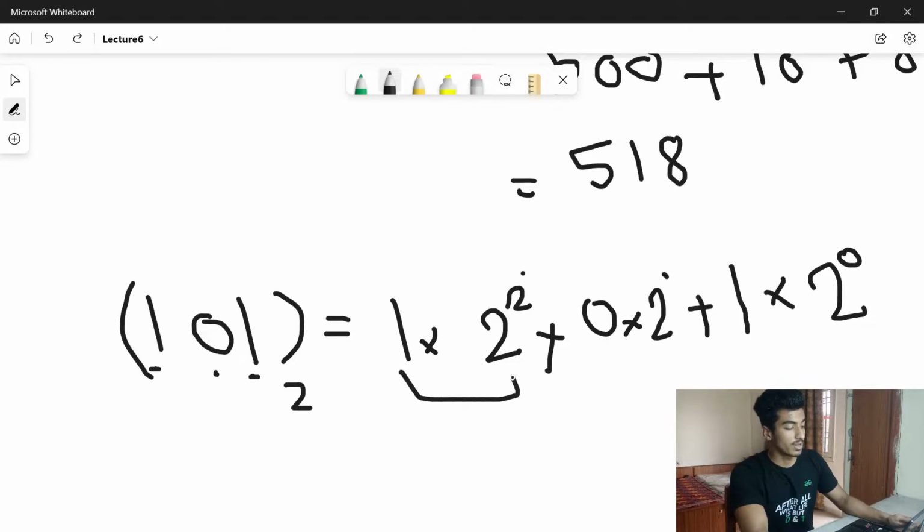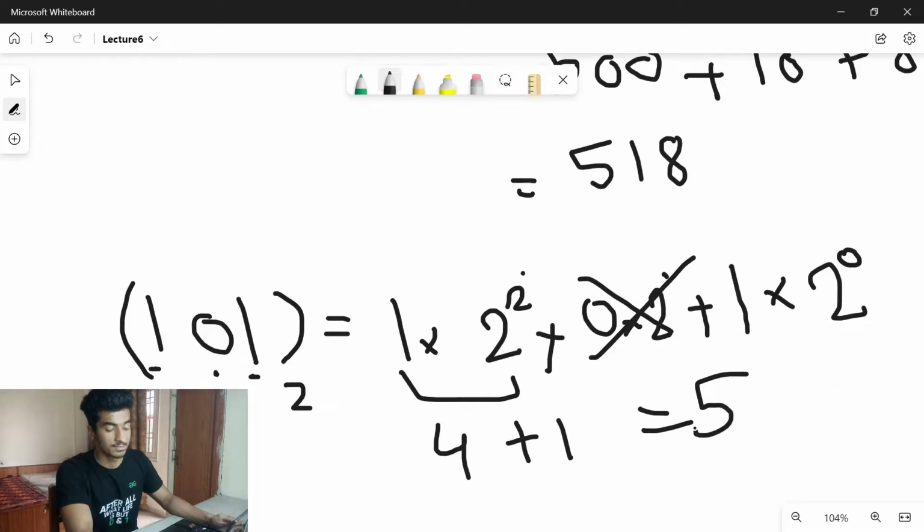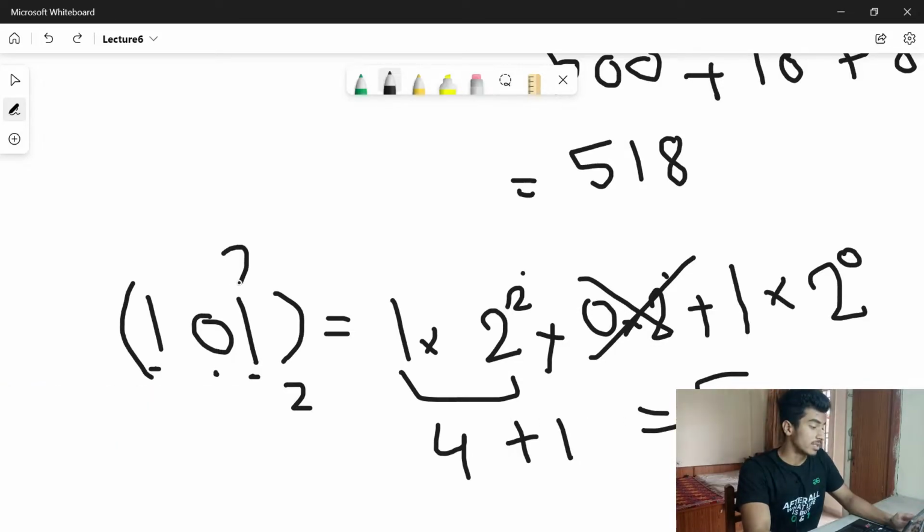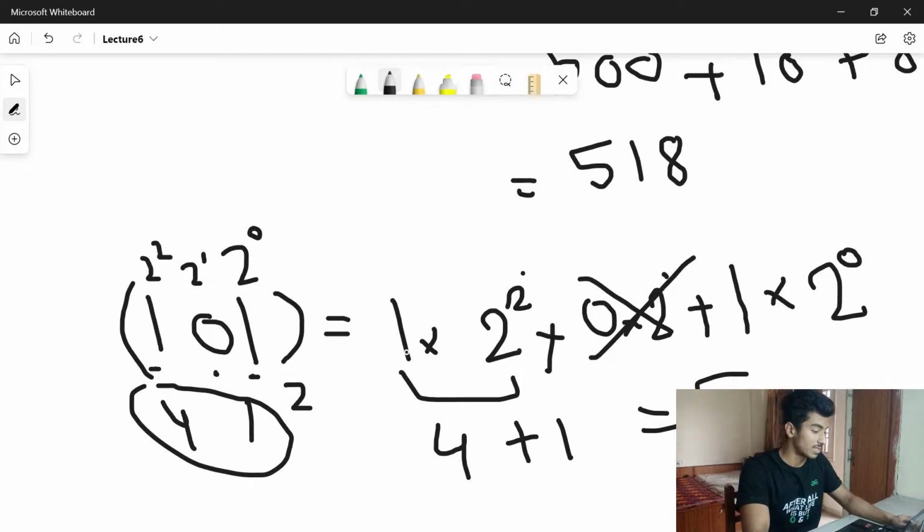So this is 1 into 2 to the power 2, that is 4, and after that this is 0, so we will not count it, and 1 into 2 to the power 0, that is 1. So 1 plus 4 is 5. That is easy. You can cross check: this is 2 to the power 0, 2 to the power 1, 2 to the power 2. We learned all this in our previous videos. So this is 4 and this is 1. The outcome is 5. Simple as that.